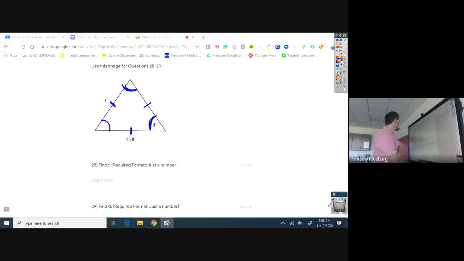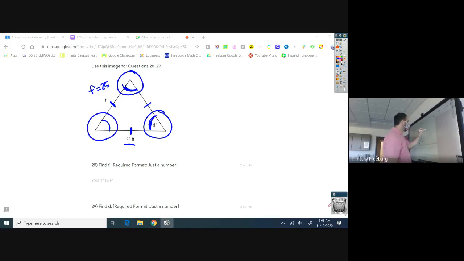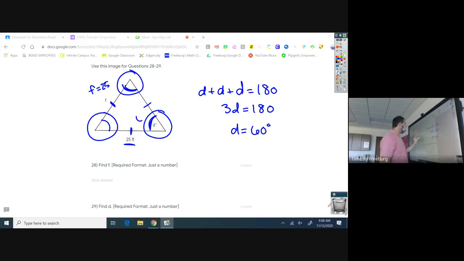And so what we find is that if all 3 sides are congruent, our definition of equilateral, then we know all 3 angles are congruent as well. So if this is 25, you guessed it, F is 25. If this is the same as this, is the same as this, I can say D plus D plus D is equal to 180, or 3D equals 180. In other words, D is 60 degrees. And this is always true for equilateral triangles. Those 3 angles will always be 60 degrees because they're always the exact same.